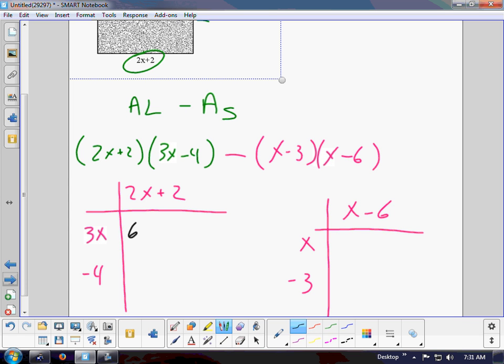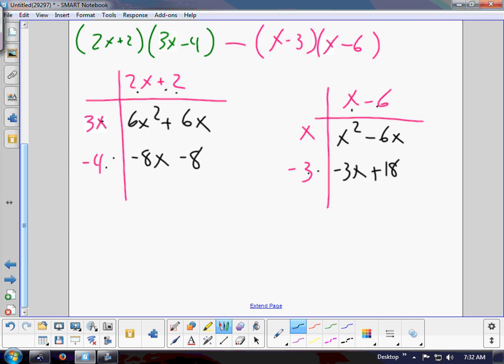This is going to be 6x squared + 6x, negative 8x, negative 8. I think I'm doing this right. I'm doing it very quickly. This times this is x squared, negative 6x. This times this is negative 3x. Negative 3 times negative 6 is positive 18, sorry. So now I need to combine the diagonals. So I'm going to get 6x squared minus 2x minus 8.